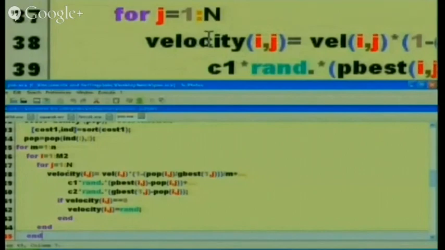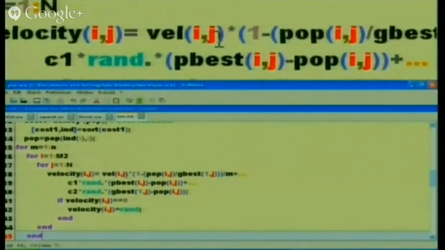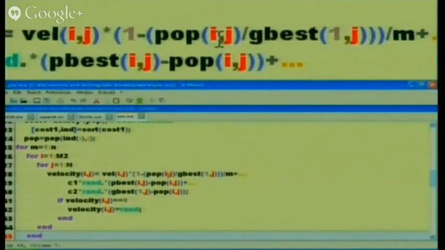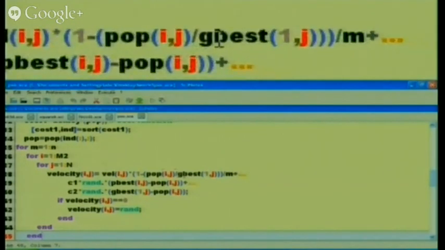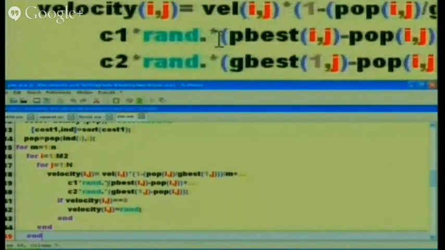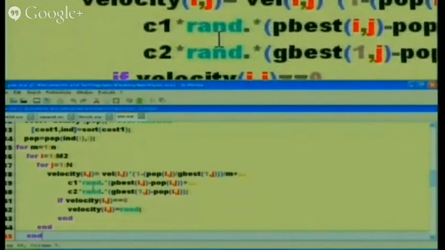So here this is the main equation for the PSO. Velocity i, j is equal to the previous or the initial velocity, 1 minus population particles which velocity is there, divided by G best, divided by M, plus C1 into random. These are the constants multiplied by the random. Why these are there? So that our algorithm should not get stuck in the local minimum.